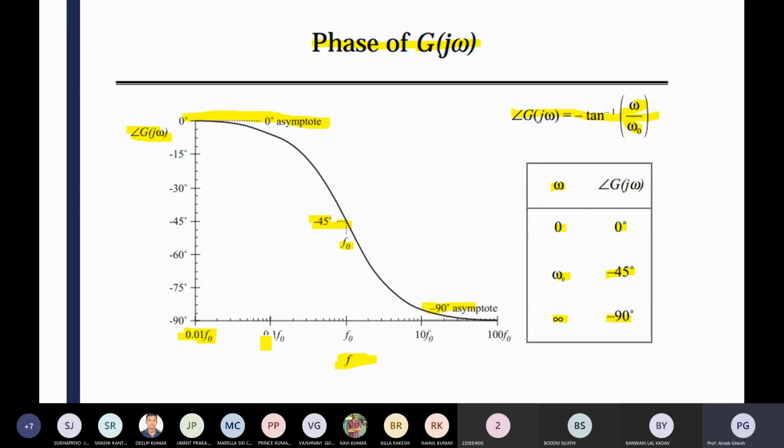Log values are there. You can see this is not a normal deviation; this is a logarithmic distribution. On the plot you can see the logarithmic distribution: 0.1 f0, f0, 10 f0, 100 f0. The angles are minus 15, minus 30, minus 45, minus 60, minus 75, minus 90. All our angles are there.